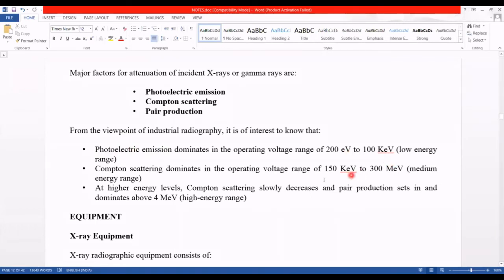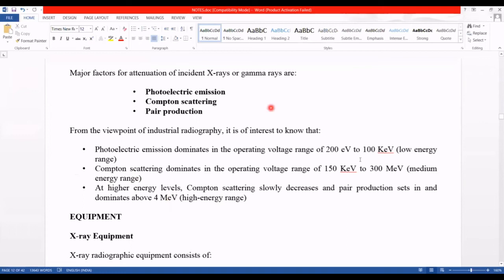Suppose the voltage range is 150 kV to 300 kV to MV, meaning high energy levels. At high energy levels, which is dominating? Scattering is dominating. Above that, at very high energy levels, Compton scattering slowly decreases and pair production is dominating.